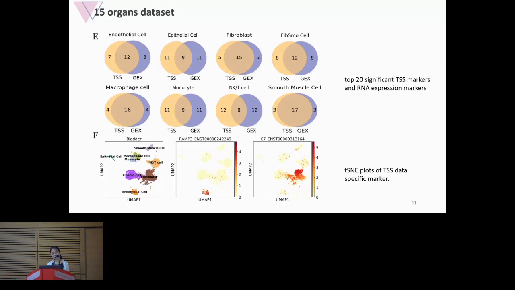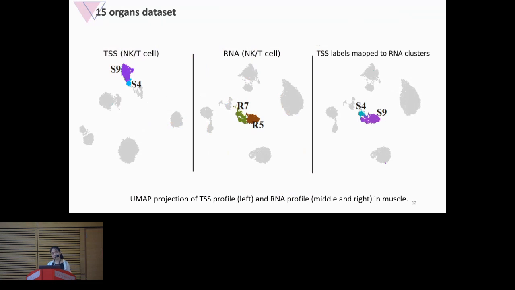These are the top significant markers from the TSS profiles and the gene expression profiles. And you can see there are still some unique TSS markers which can help to identify cell type. These are two examples of TSS markers. So next we compare the cluster difference between the gene expression profile and the TSS profile. We found that in muscle and in the T cell, they have different clusters.